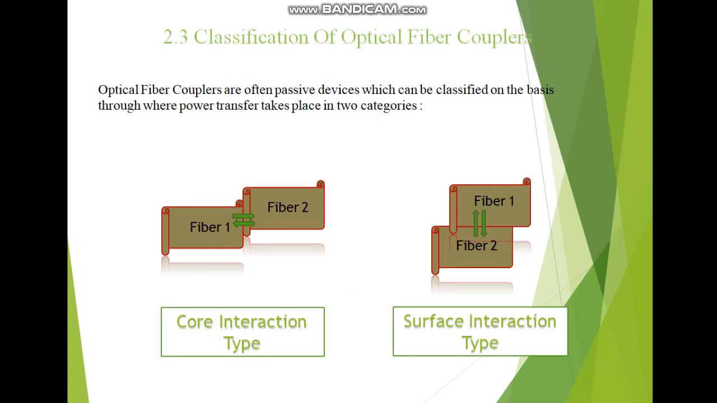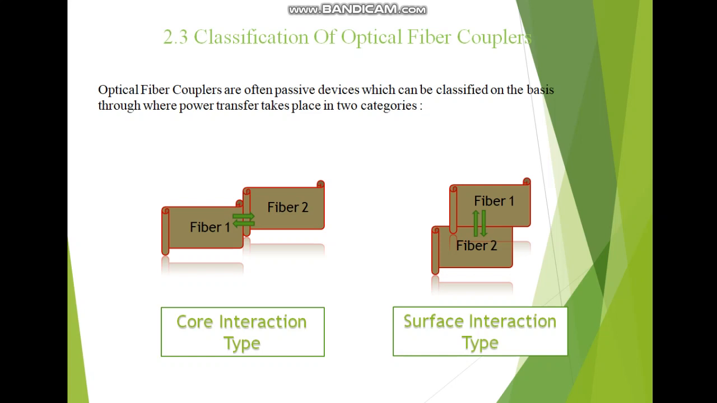Next, we will discuss the classification of optical fiber couplers. We started with the introduction of optical fiber couplers. Then I discussed what we mean by passive components and passive devices in optical fiber communication. After that, we started with couplers, in which I first discussed basic active and passive couplers. After that, we are discussing the second classification of optical fiber couplers. The first classification is core interaction type, the second is surface interaction type.